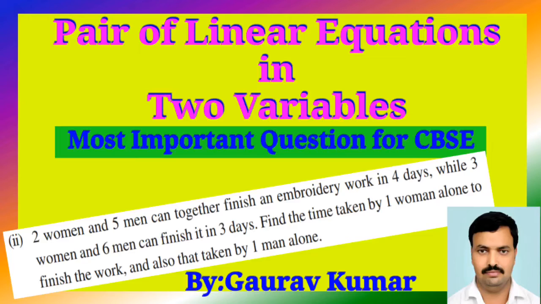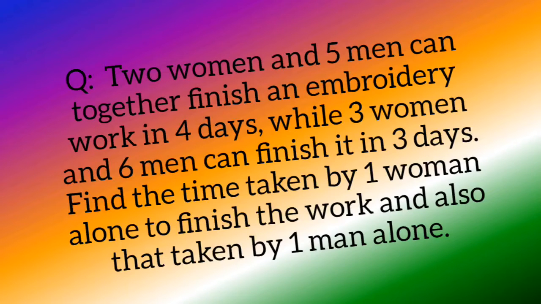Namaste everyone. Today I am going to discuss an important question from the pair of linear equations in two variables. The question is: two women and five men together finish an embroidery work in 4 days, while three women and six men can finish it in 3 days. Find the time taken by one woman alone to finish the work and also that taken by one man alone. Remember, it is important for competitive exams also.